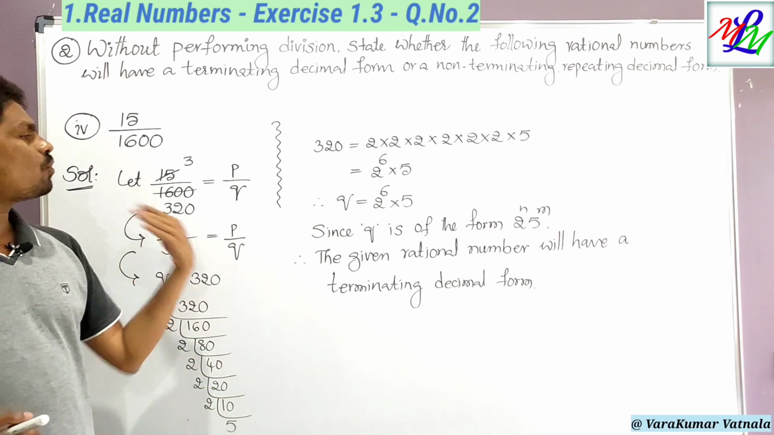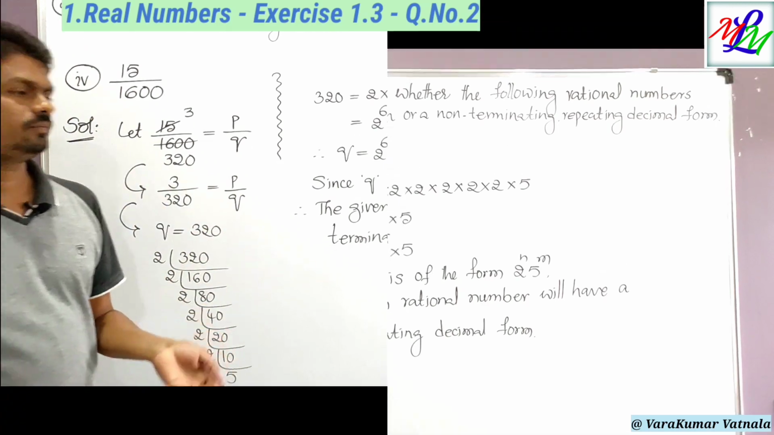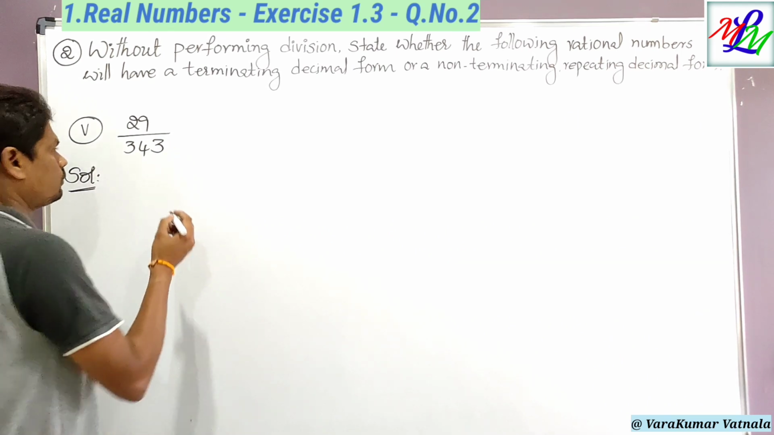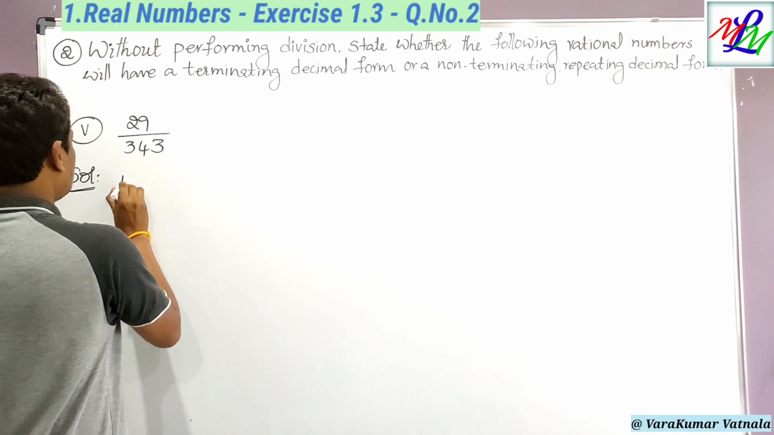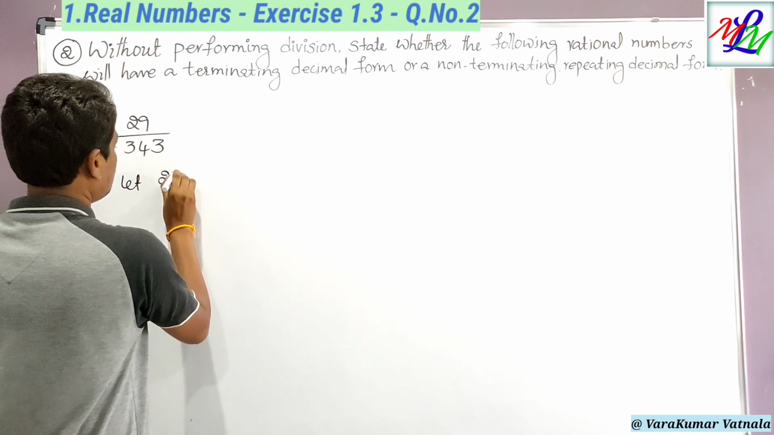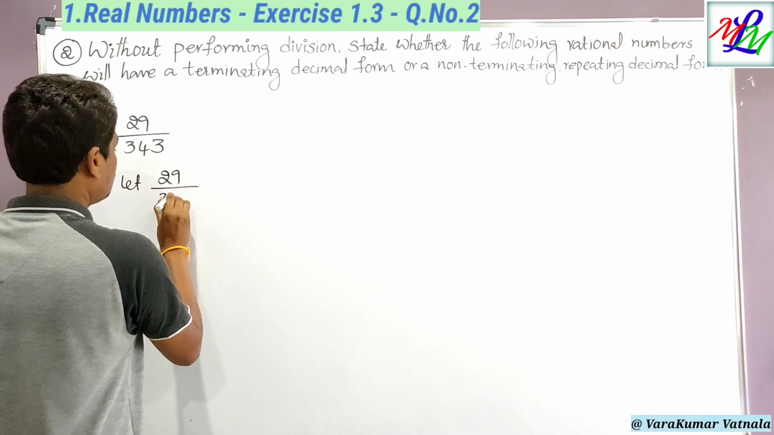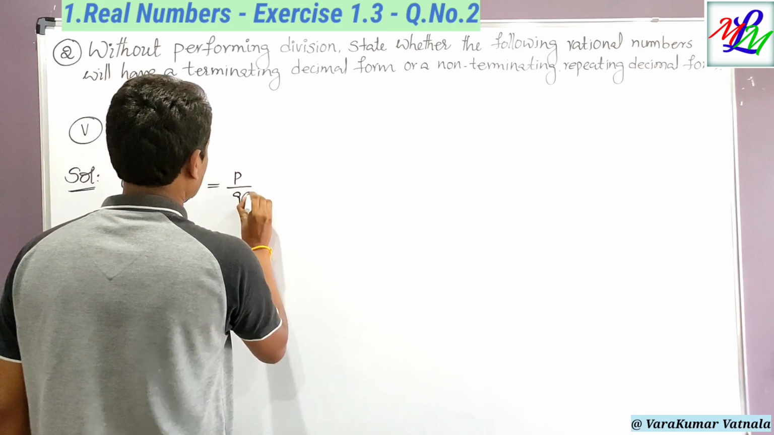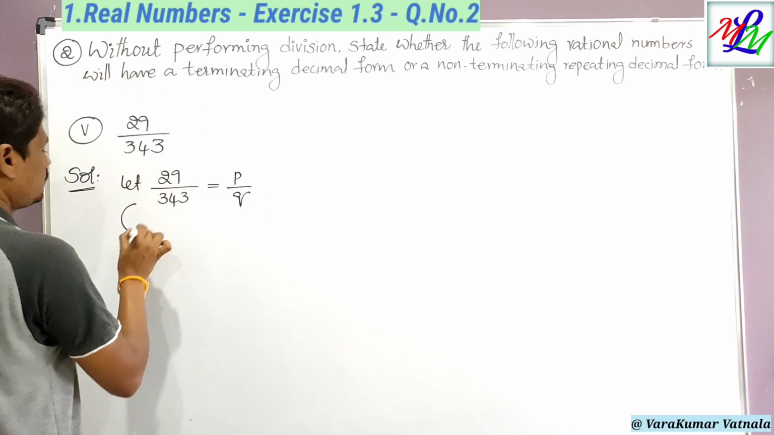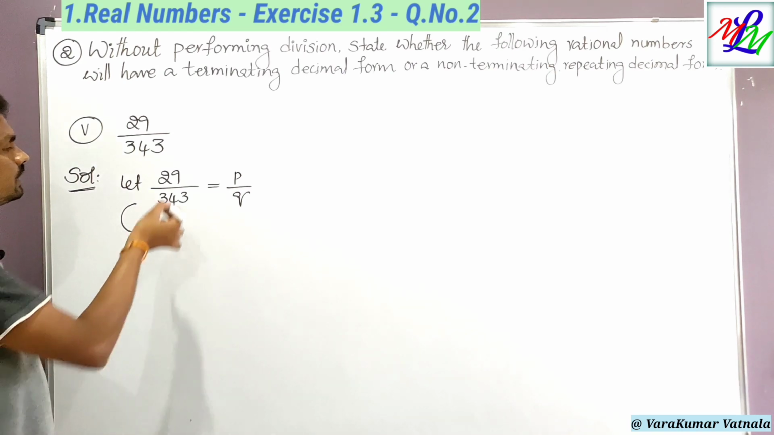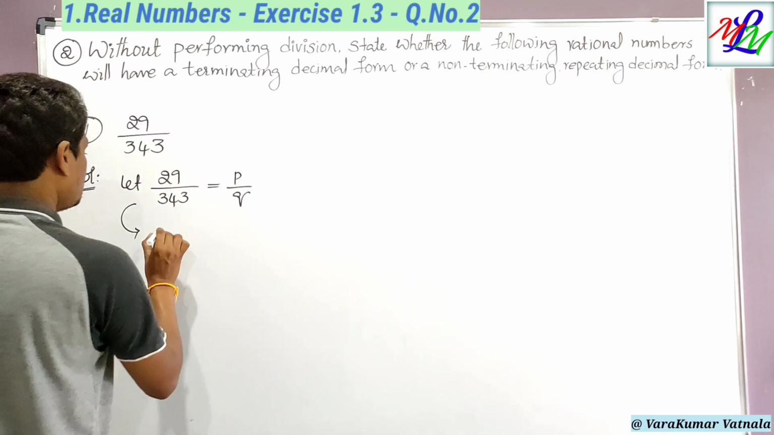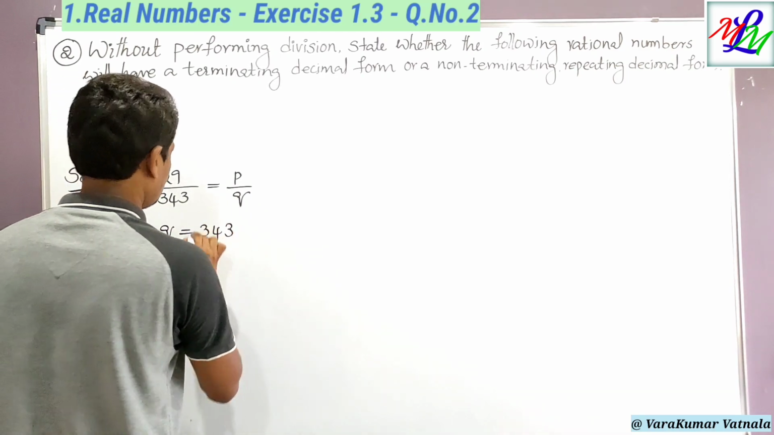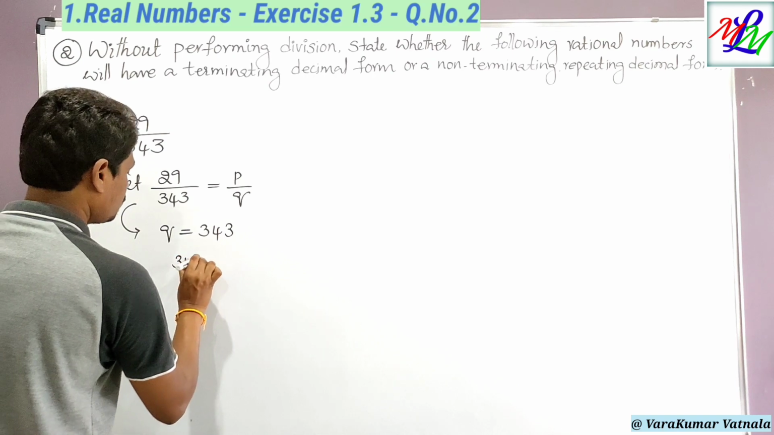So student, this is the fourth bit, and next we have to solve the fifth bit. This is the fifth bit in the second problem. 29 divided by 343 is given. So let 29 divided by 343 be equal to p by q. Now I have to observe whether there are any common factors for numerator and denominator. Here there are no common factors. Now we select only the denominator, that is 343.